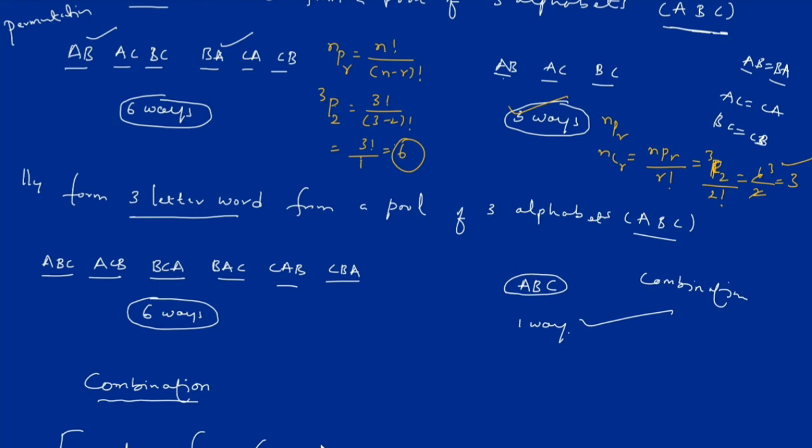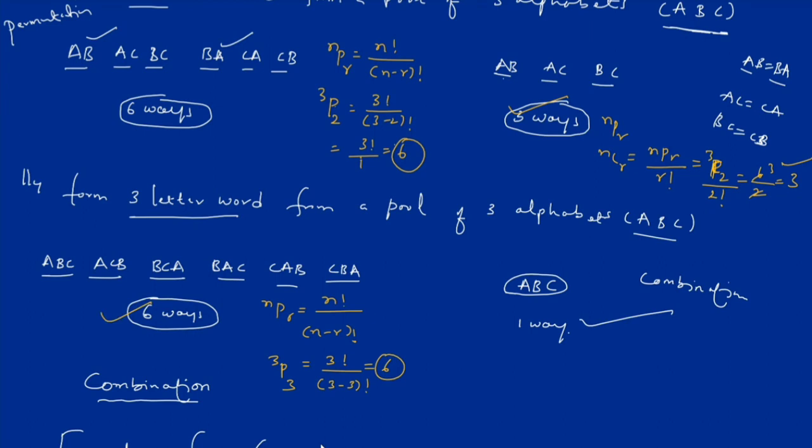Similarly, if we take three letters, again we substitute in nPr, which is n factorial upon (n minus r) factorial. Here n is 3, and for three-letter words we are doing 3P3. That is 3P3, which is nothing but 3 factorial upon (3 minus 3) factorial, that is 0 factorial, which is 1. So 3 factorial is again 6 ways.